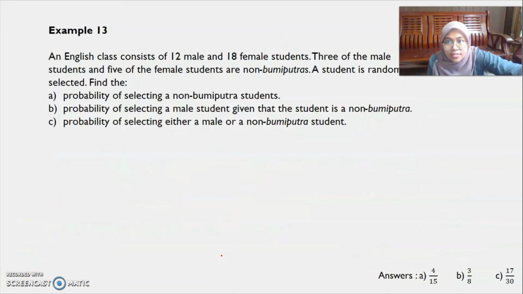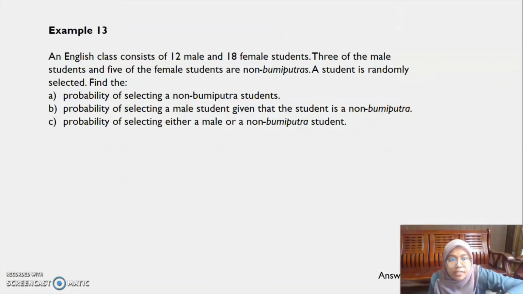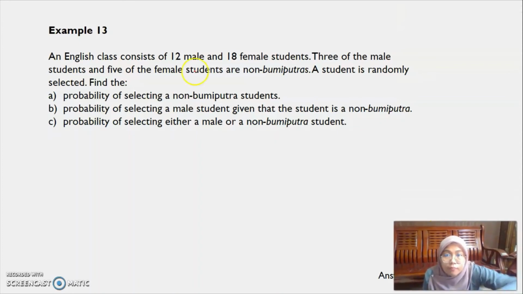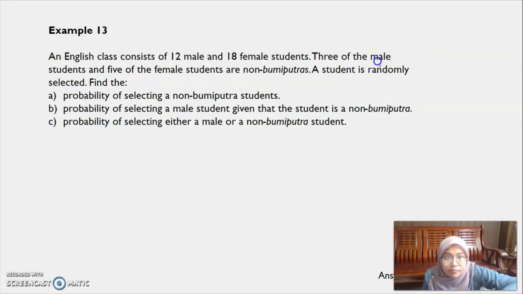Okay, let's try the next example. An English class consists of 12 male and 18 female students. 3 of the male students and 5 of the female students are non-Bumiputras. A student is randomly selected. So question A, find the probability of selecting a non-Bumiputra student.